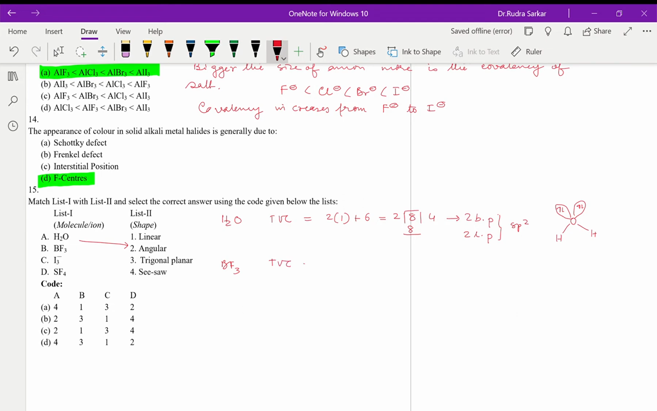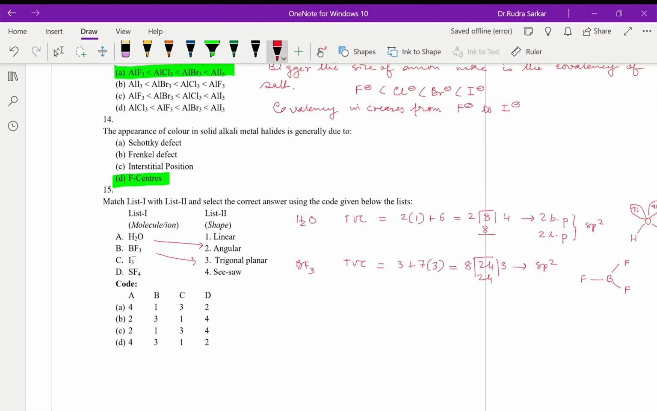Let's do BF3. Total valence electron count will be 3 for boron plus 7 into 3 for fluorine. Total is 24. The number is greater than 8, so we have to divide by 8. This will go 3 times. Steric number 3 means sp2 hybridization. All will be bond pairs over here. So BF3 basically has this type of shape, which is trigonal planar. So that means BF3 is option 3.